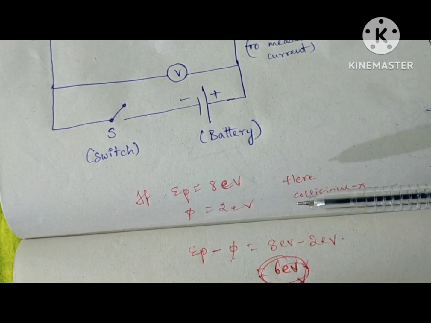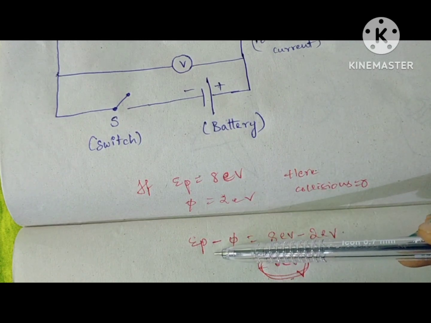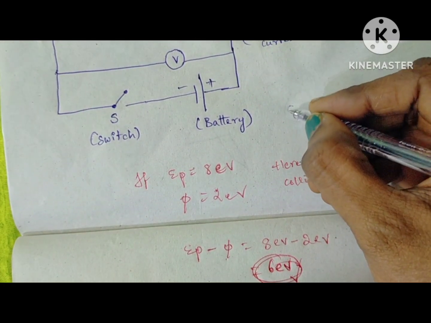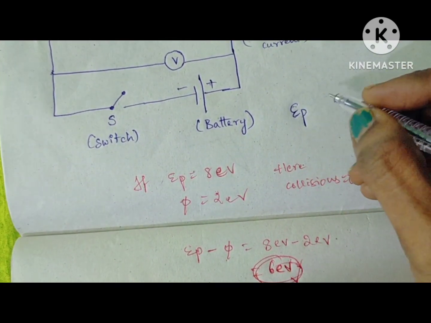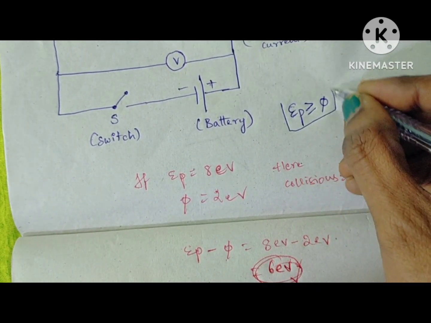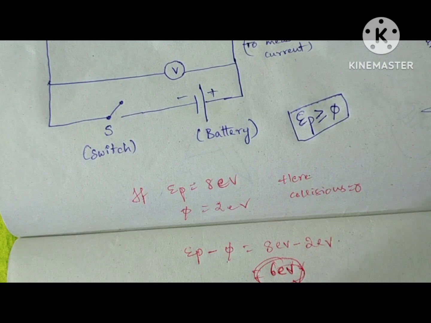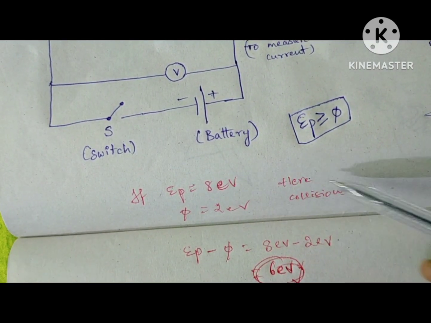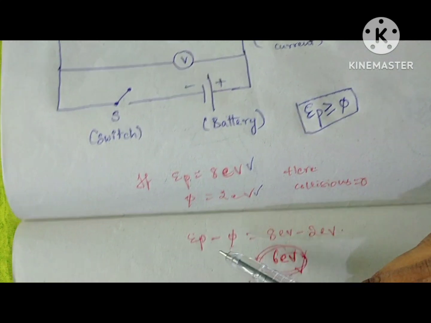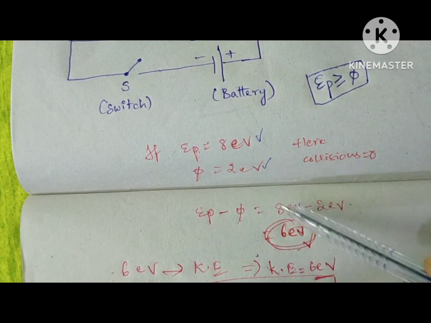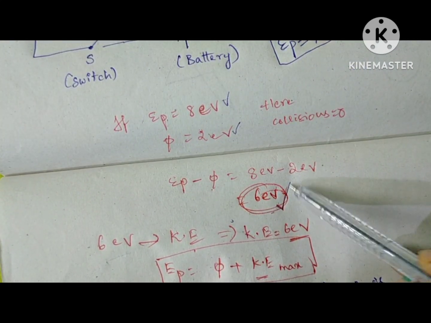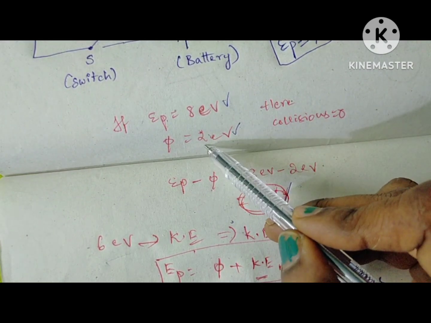So if we do the calculation, energy of photon minus work function, we already learned that the energy of photon is always greater than or equal to the work function. This is a very important key point. So the energy of photon is greater, and the work function is less when compared to the energy of photon. See, do the calculation: 8 electron volts minus 2 electron volts. The remaining energy is 6 electron volts. Only here we are emitting 2 electrons.